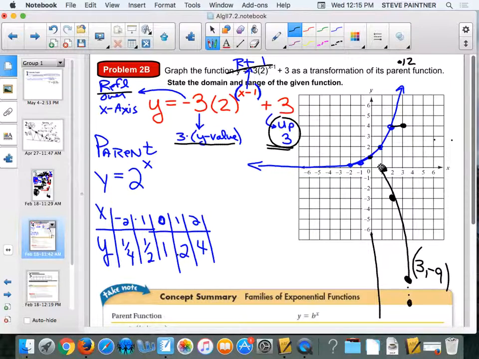Here's where things get tough because now your y value is a fraction. Move it right 1. Right 1 would be here. You're at a half. Triple a half. 1.5. 1.5 is here. Reflect it. Down 1.5. Now go up 3. 1, 2, 3. Oh, look, I'm right there.